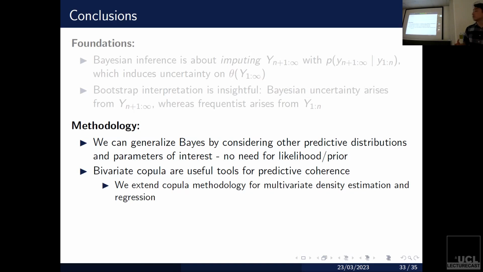Unfortunately, these are still constrained. You need this Martingale condition. It's not that easy to apply in practice. And so I'm still pretty curious to see how far this can go. Can we actually, for example, use any general machine learning model as a predictive? I don't know the answer to that. But we have seen that bivariate copulas are a particularly useful tool, A, because they're quite intuitive, and B, also because they have this guaranteed predictive coherence condition. You can actually use these Copula methods to essentially do density estimation and regression, again, without a likelihood and prior, and get uncertainty on your functions or your parameters of interest.